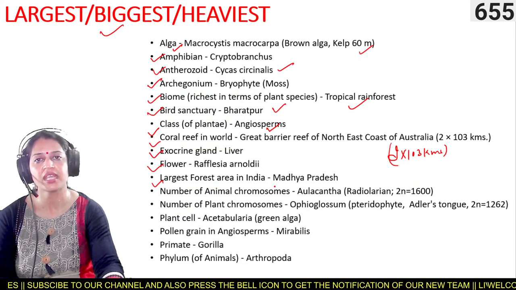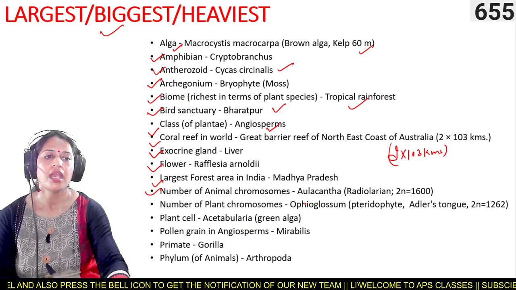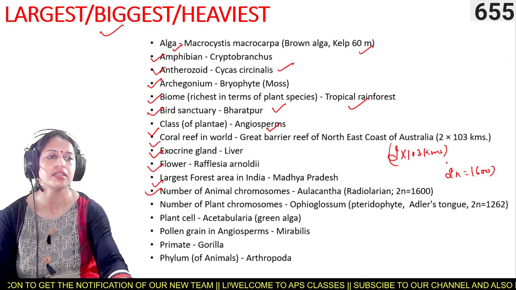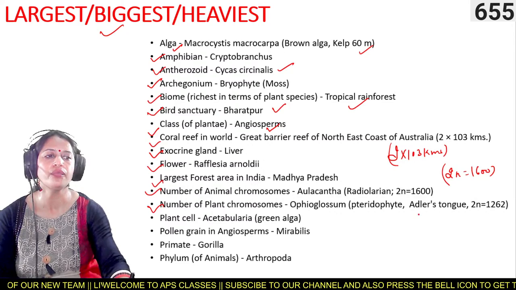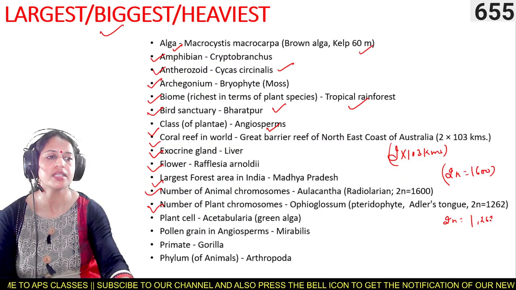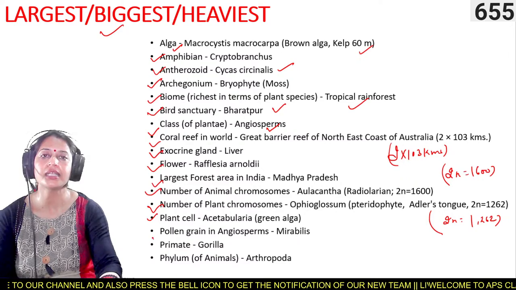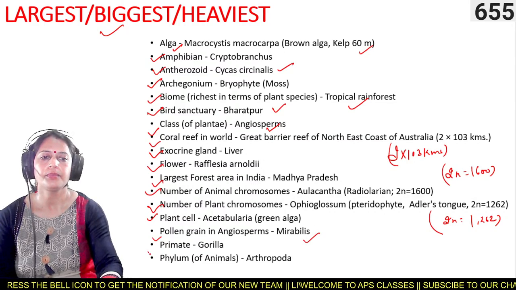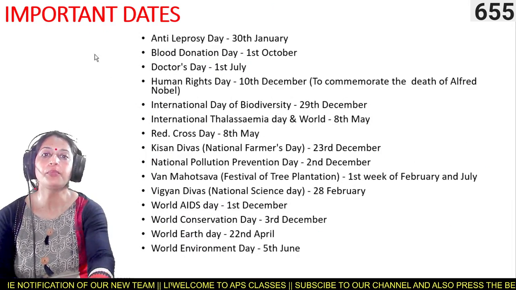Largest forest area in India, that is Madhya Pradesh. Number of animal chromosomes, that is Aulacantha, a radiolarian, 2N equal to 1600. Number of plant chromosomes, that is Ophioglossum, a pteridophyte, adder's tongue fern, 2N equal to 1260. Plant cell, that is Acetabularia, green alga. Pollen grains in angiosperms, that is Mirabilis. Primate, gorilla. Phylum of animals, that is Arthropoda. Important dates.